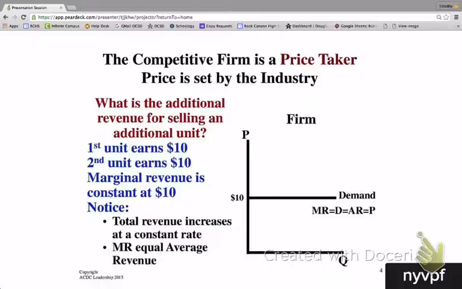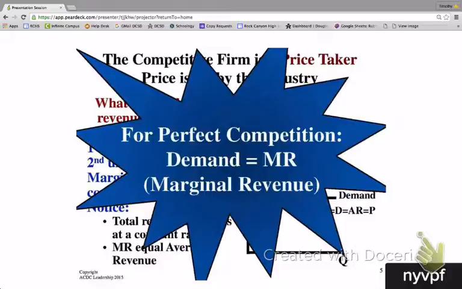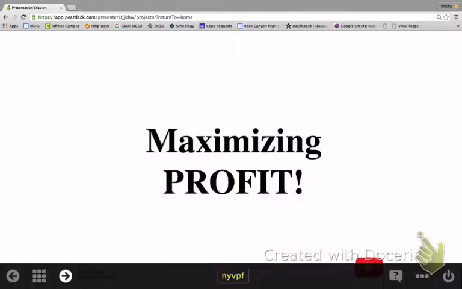And that's why we ask students to memorize that acronym, Mr. DARP, to draw any of these four curves for the perfectly competitive individual firm. But also remember that the industry demand curve is downward sloping, even though the demand curve for the individual firm is horizontal. So for perfect competition, the demand curve is equal to the marginal revenue curve. And that will maximize profit.